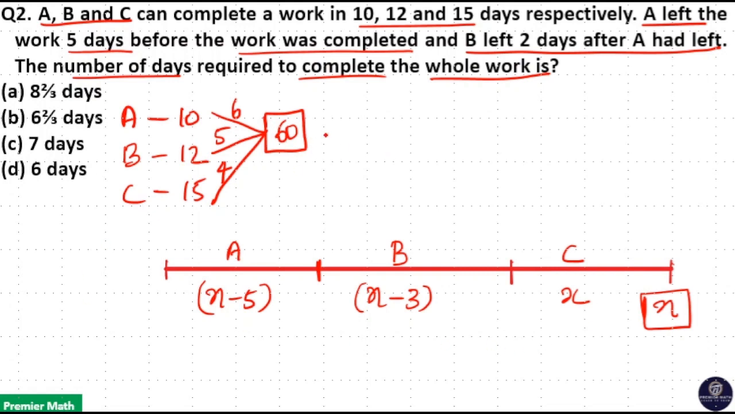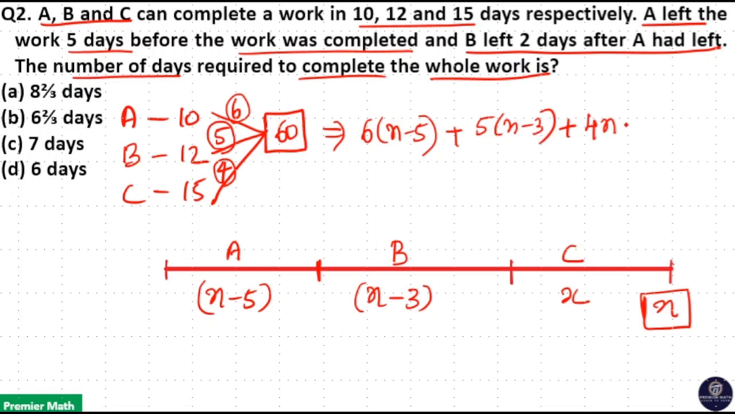Now 60 is the total work. That means 60 is equal to the work done by A plus the work done by B plus the work done by C. Here efficiency of A is 6. So 6 into the number of days A worked is equal to the work done by A. So 6 into X minus 5 is the work done by A, and efficiency of B is 5. So 5 into X minus 3 is the work done by B, plus efficiency of C is 4. So 4X is the work done by C, which is equal to the total work, 60 units.